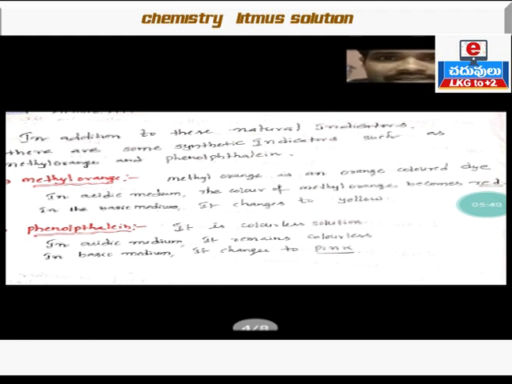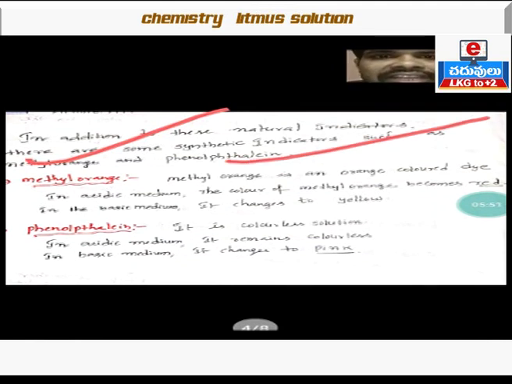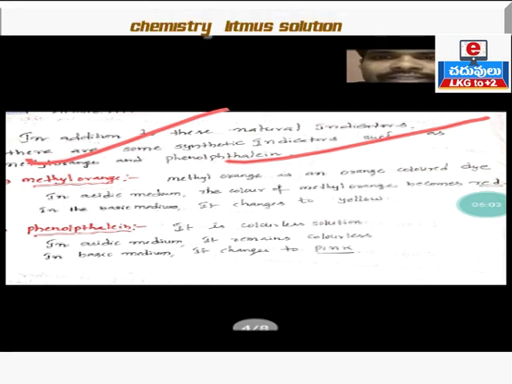In addition to these natural indicators, there are some synthetic indicators such as methyl orange and phenolphthalein. These two are the famous synthetic indicators. Now we will talk about methyl orange and phenolphthalein indicators. Clear? And don't confuse that. Methyl orange and phenolphthalein indicators are synthetic, or man-made, or artificial indicators. All three are the same: man-made, synthetic, artificial. Clear? Now let me talk about methyl orange.